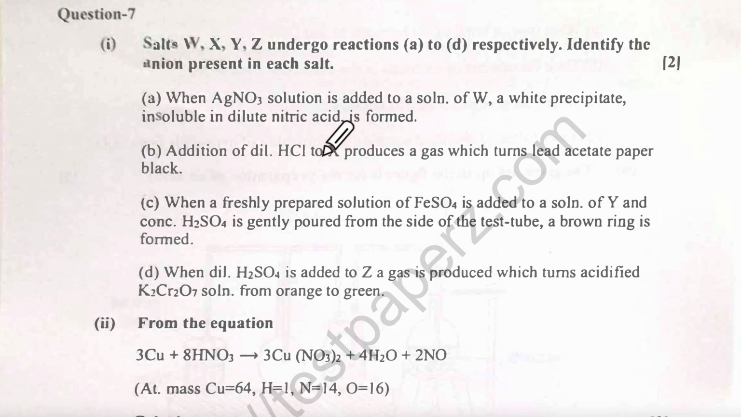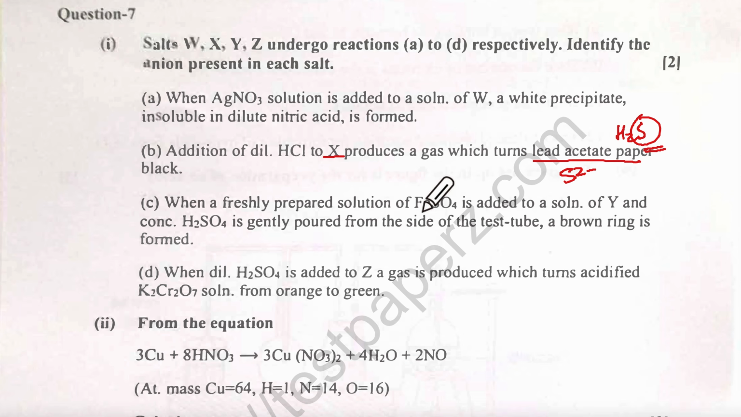Addition of HCl to X produces gas which turns lead acetate paper silvery black, means sulfide, S 2 minus, correct? Because that gas is H2S. H2S will come only if there is a sulfide ion present as an anion. You will have to spell it out.